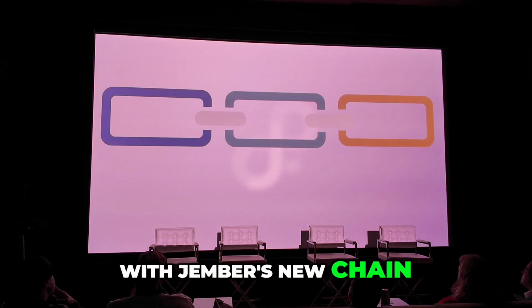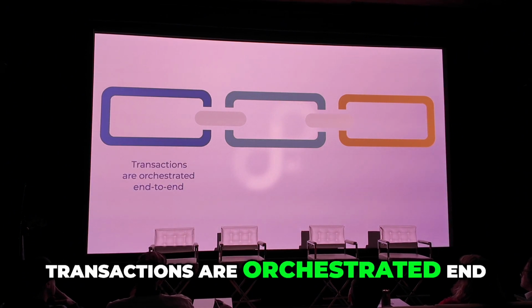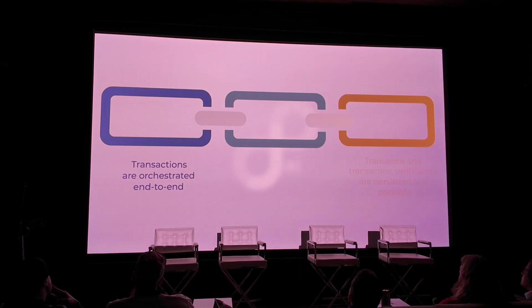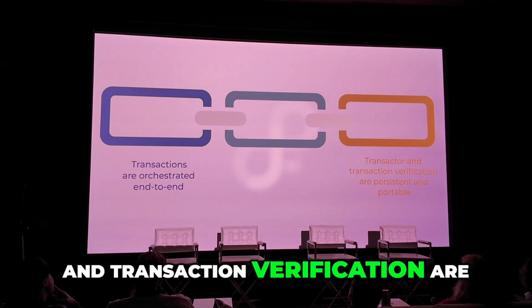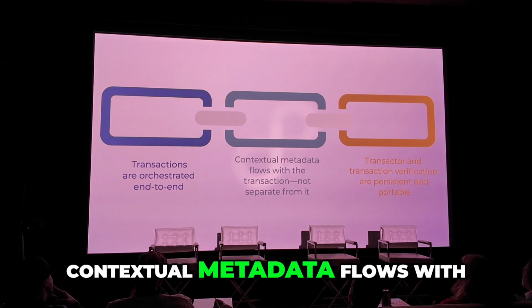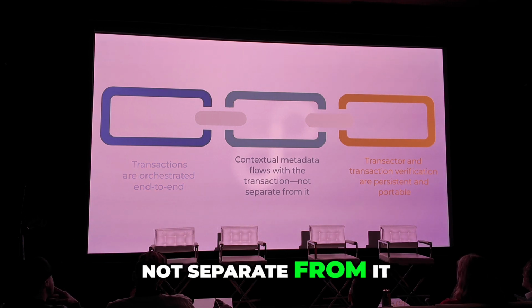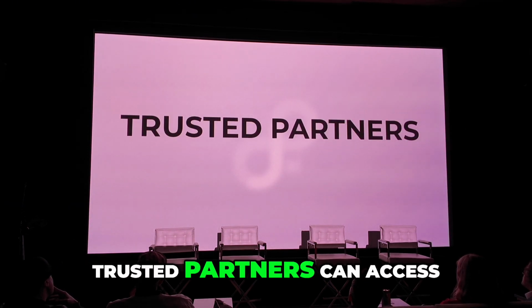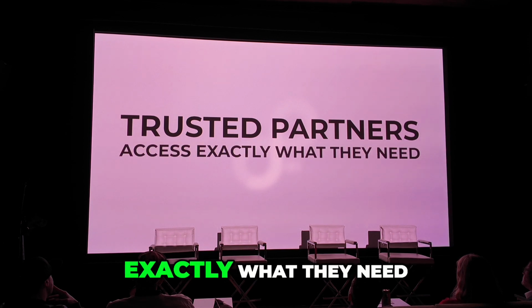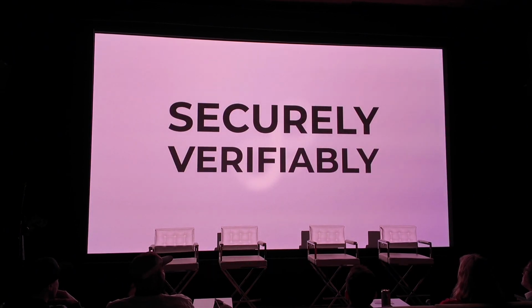With Gember's new Chain of Trust foundational services, transactions are orchestrated end-to-end. Transactor and transaction verification are persistent and portable. Contextual metadata flows with the transaction, not separate from it. Trusted partners can access exactly what they need, securely and verifiably.